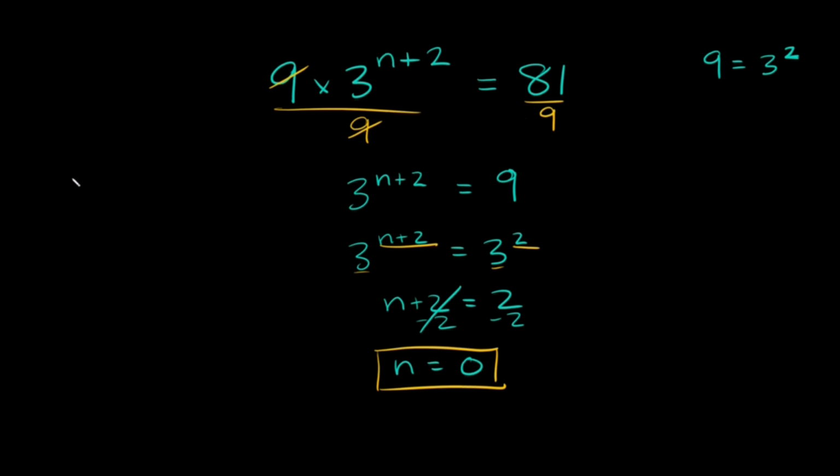Okay, so then I'll just write it off to the side right here. So we have 9 times 3 raised to the 0 plus 2. But 0 plus 2 is just equal to 2, right? So we could just simplify that as 2. And then we're saying that that's equal to 81.